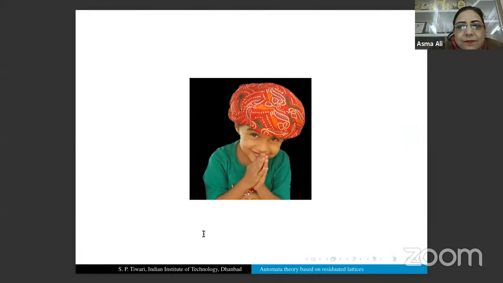Any question? Okay, I have one question. Yes, ma'am, please. Throughout the talk, you used residuated lattices. Can we replace this structure by any other algebraic structure? Ma'am, residuated lattice structure itself is an algebraic structure. Okay, I know. The question is, can we replace this structure by any other structure?